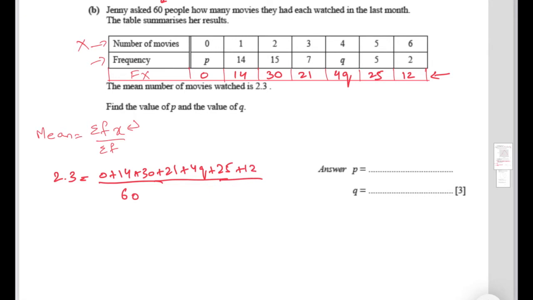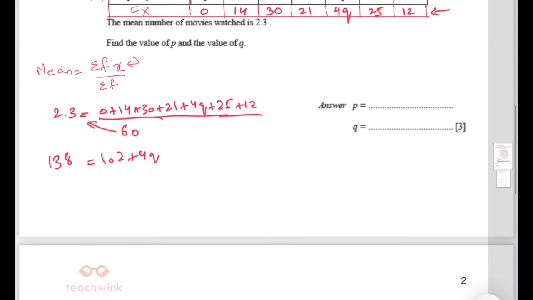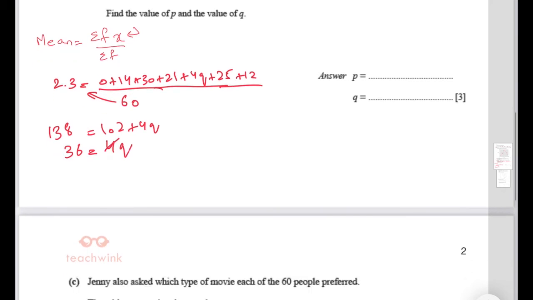Okay, I need to use a calculator for this. I'm not that good at math. 14 plus 30 plus 21 plus 25 plus 12, you get 102. So you have 102 plus 4q on the right. Then you multiply 60 by 2.3 to keep it short. 60 times 2.3 gives us 138. You subtract 138 and 102. When you do that, you get 36 is equal to 4q. So that means Q is equal to 9.